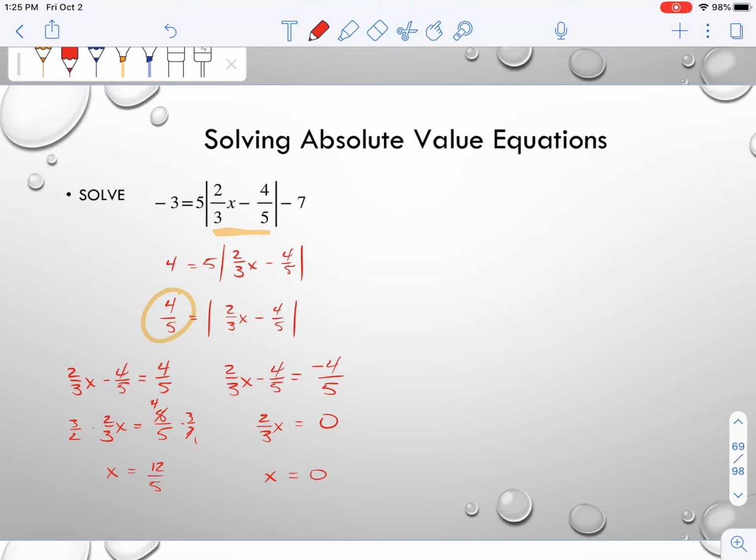Had you not reduced that ahead of time, you would have had 24 tenths, which are both divisible by 2. You still get 12 fifths. So my two solutions here are x equals 4 or 12 fifths and x equals 0. And actually, I should really put "or" here, not an "and", because it's the first solution or the second solution that satisfies my equation. It's not an "and".